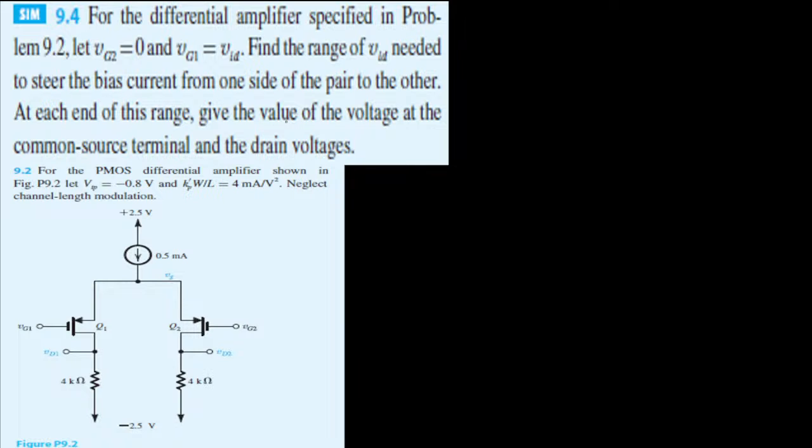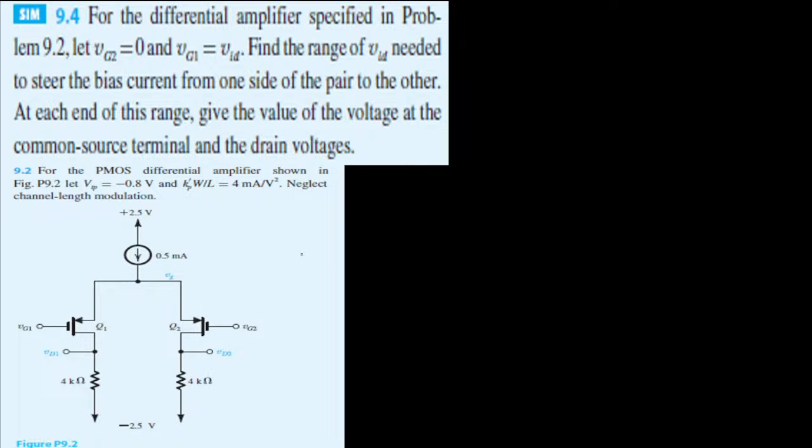Okay, so here they are saying to steer the bias current from one side of the pair to the other. So what we have to do is turn off one and turn on the other, and then turn off this one and turn on the other one. So we have to do two steps like that. If we turn this one off, then all the current flowing through this one should be going through this, and we have to calculate all the values right here.